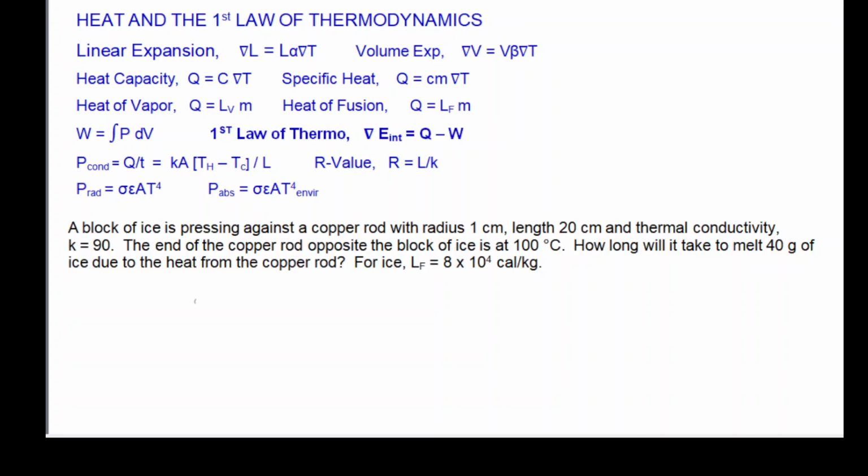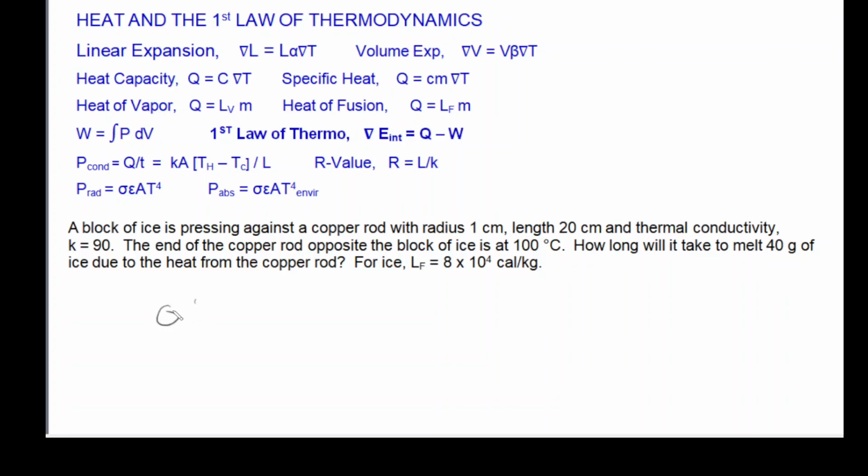Here's another problem. A block of ice is pressing against a copper rod with a radius of 1 centimeter, length 20 centimeters, and thermal conductivity K equals 90. The end of the copper rod opposite the block of ice is at 100 degrees centigrade. How long will it take to melt 40 grams of ice due to the heat from the copper rod? For ice, the heat of fusion is equal to 8 times 10 to the fourth calories per kilogram. So we can diagram this.